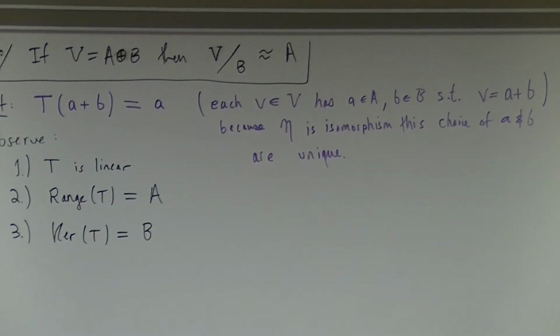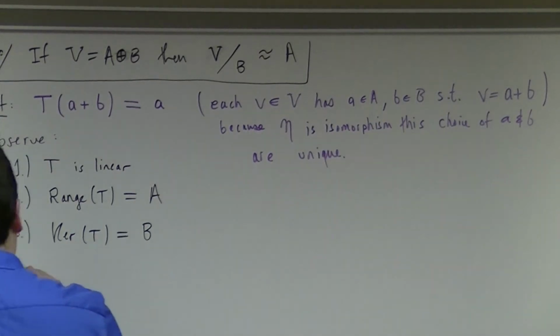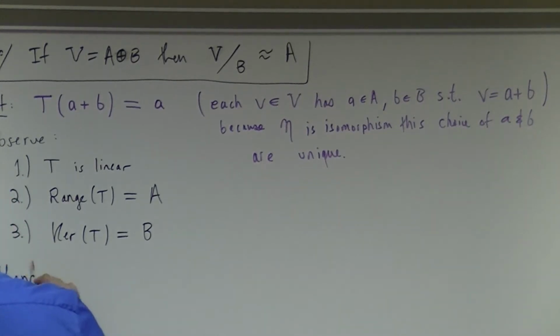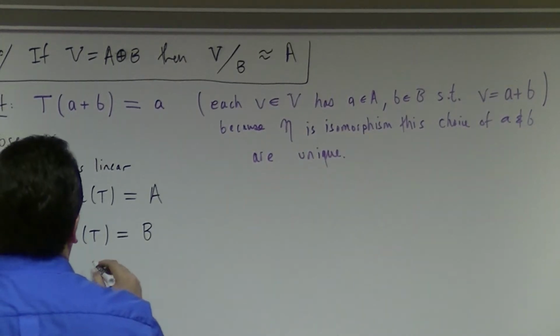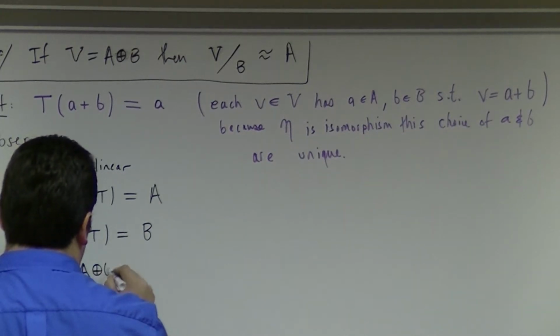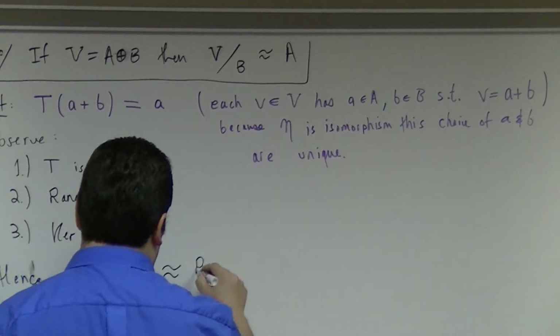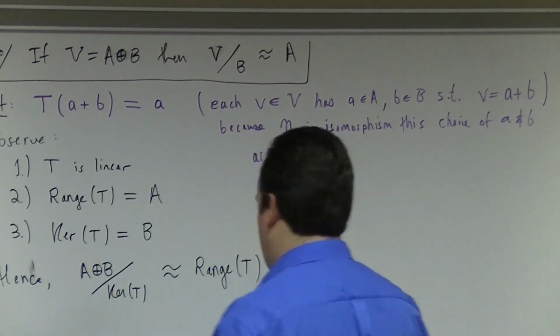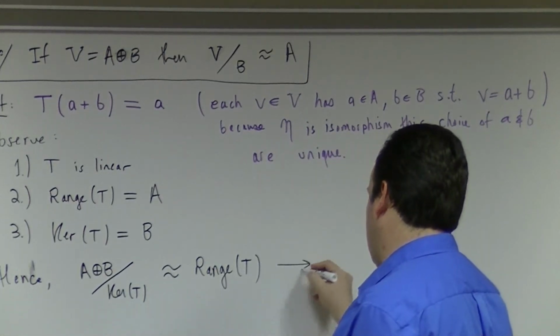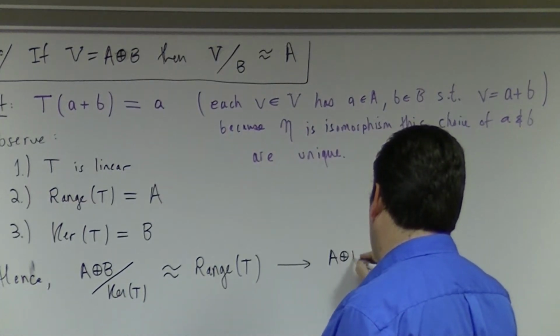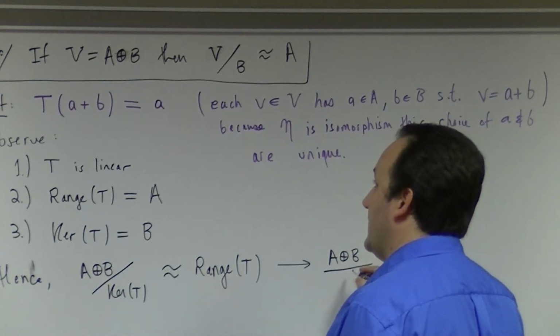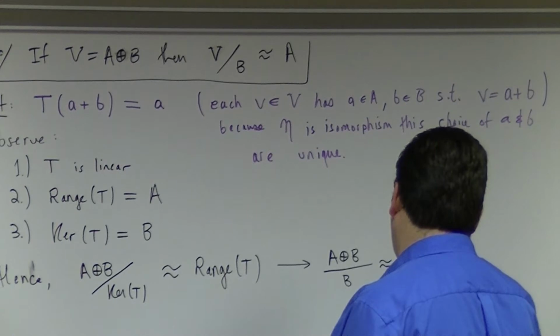It's B, right? Because T of b is 0. And so I can apply the first isomorphism theorem. Hence, A direct sum B mod the kernel of T is isomorphic to the range of T. But that is exactly saying that A direct sum B mod B is isomorphic to A.